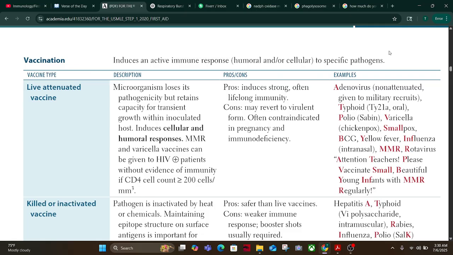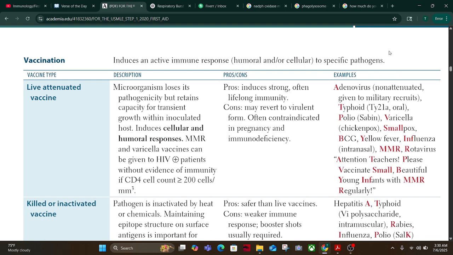And then here, adenovirus, it says non-attenuated, given to military recruits. So for adenovirus, the virus is not weakened. It's stronger, right? And that is given to military recruits. Because we're talking about live attenuated vaccine, which is MMR and varicella. But when we're talking about adenovirus, that adenovirus is not weakened. And that is what's given to military recruits.